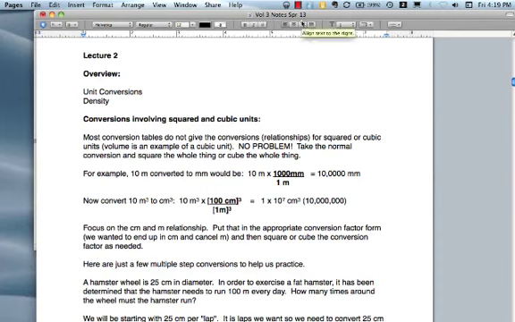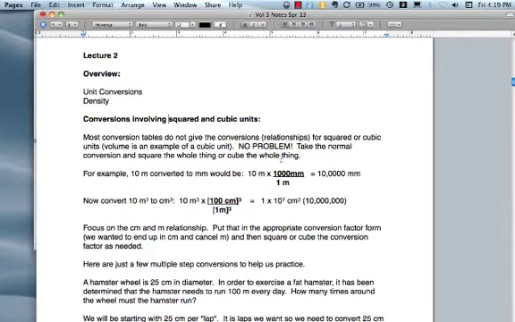Welcome to Lecture 2. We are going to pick up where we left off at the end of Lecture 1, and we're going to continue with the unit conversions, and then we're going to do the concept of density. So we are going to start off with conversions involving squared or cubic units, which makes students just quiver in fear. And most conversion tables do not give the conversions for squared or cubic units. Volume being an example of a cubic unit, but it's no problem.